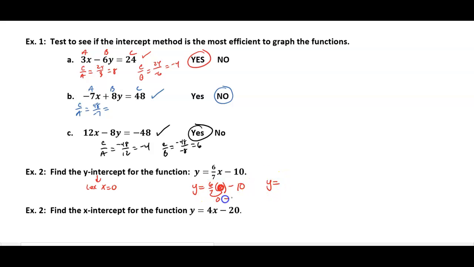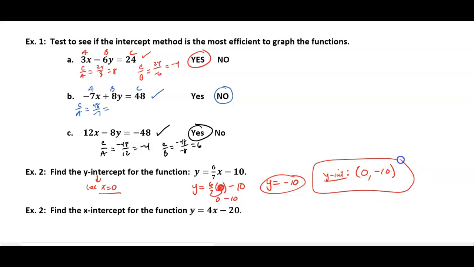6/7 times 0 is 0. 0 minus 10 would be negative 10. My y-intercept then would be x is 0, y is negative 10. And that would be your y-intercept.